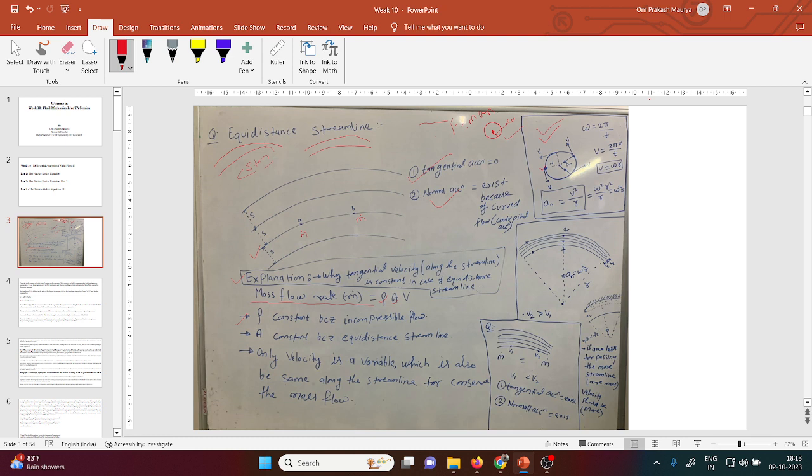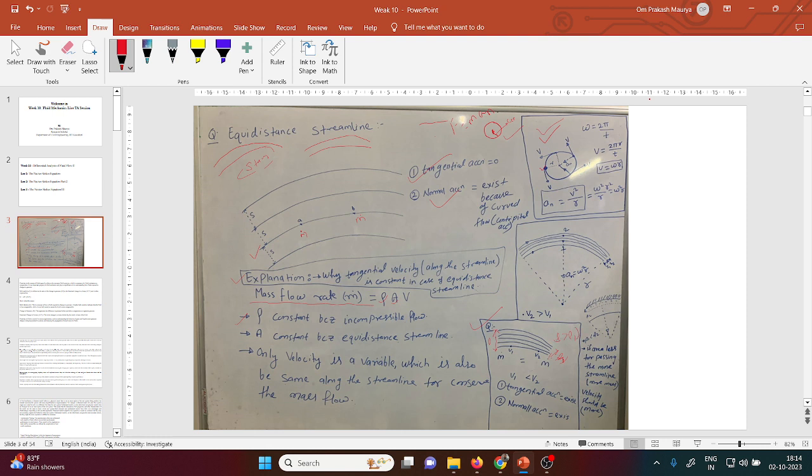Now coming to the next thing, this is also very important. Here what is happening? Your streamline is moving like this, not equidistant. What is happening? On this side, let's say this length is L, and this length is how much? Let's say this is L1, so L is greater than L1.